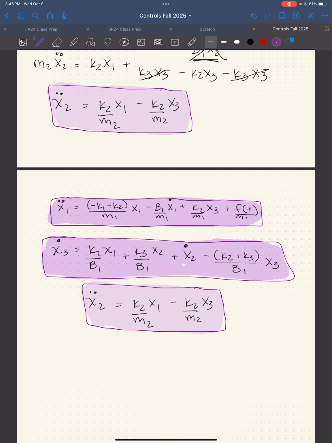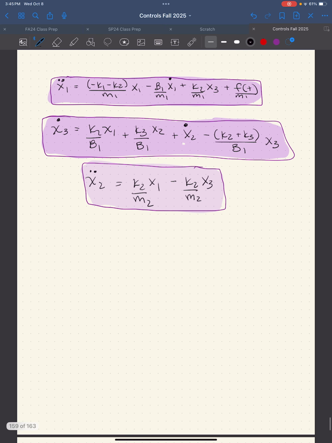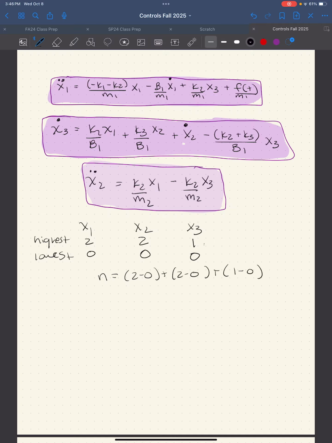And now I need to go through the rote steps of putting these in state space form. So first I need to figure out how big is x. So I have an x1, x2, x3. I need to find a highest order and the lowest. Highest x1 is double dot. I do have an x1 on its lonesome. I have x2 double dot and an x2 on its lonesome. I have an x3 dot, but no double dot, and an x3 on its lonesome. So n here should be 2 minus 0 plus 2 minus 0 plus 1 minus 0. So n should be equal to 5.